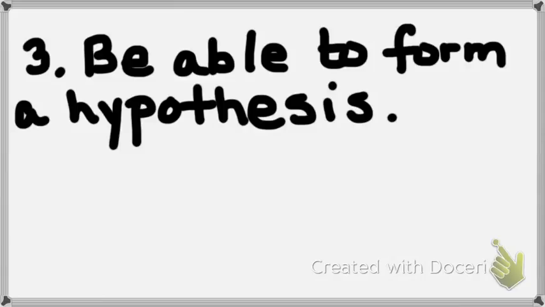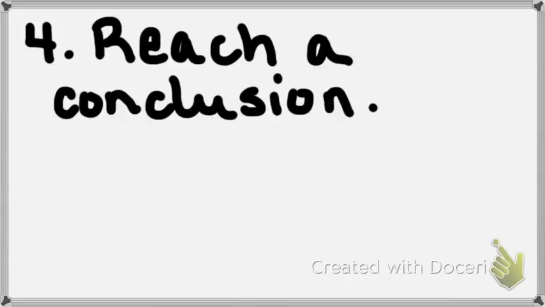Remember that a hypothesis is an educated guess or a tentative explanation. You're trying to explain what you think you're going to see happen during the experiment. Then, based on your data, you should be able to reach a conclusion. Please don't forget, conclusions are based on your data from your experiment, and your conclusion either would be the data support my hypothesis or the data do not support my hypothesis. Those are the only two possible conclusions you can reach from an experiment.